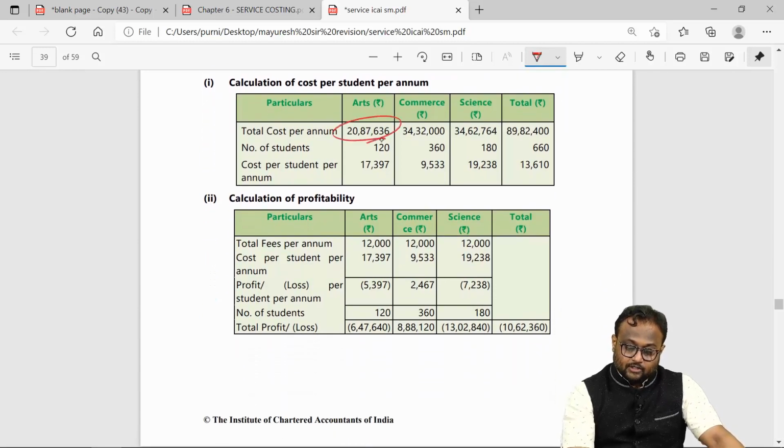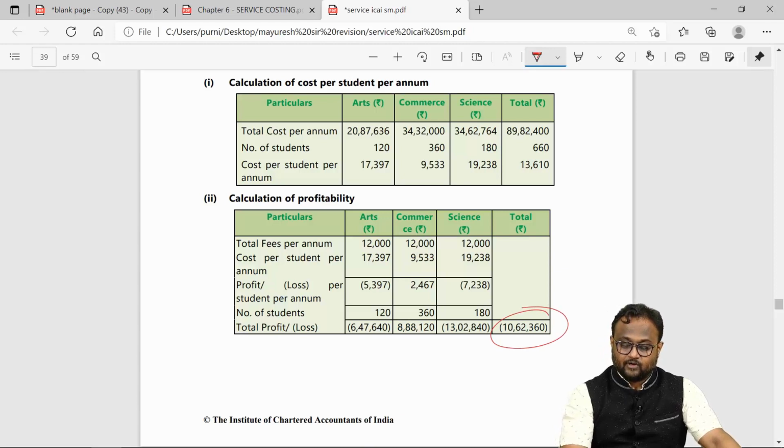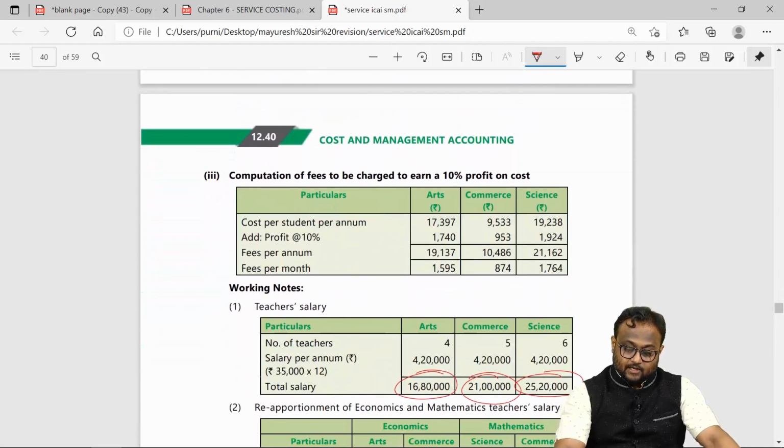We have total cost here. We have number of students. We got the cost per student here. And that total cost is subtracted from total revenue, total fees, to get the profit or loss figure, which is later on multiplied by number of students to know the total profit or total loss, and that gives me the overall figure. Is this part absolutely clear?